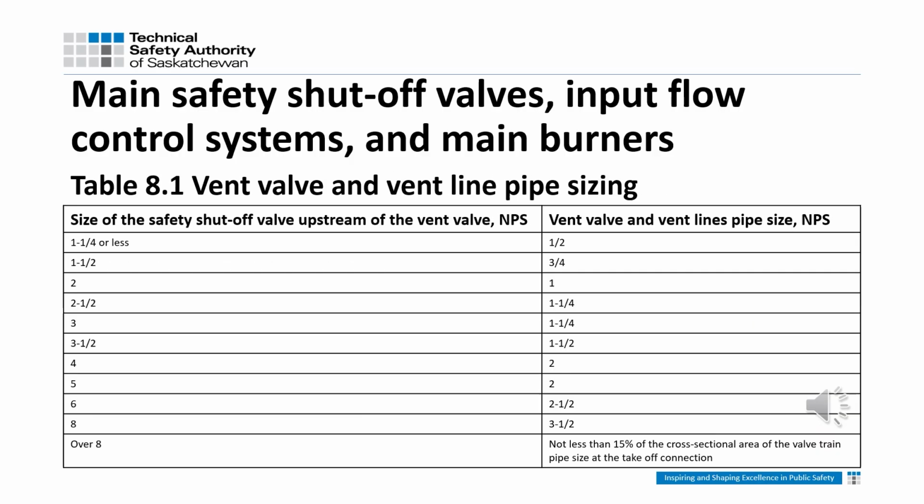Table 8.1. This chart gives you the size of the vent valve and vent line size based on the safety shutoff valve upstream of the vent valve. This chart has been misinterpreted as minimum size, but it does not say anywhere on the chart that this is minimum. The most important part is not the actual size of the takeoff connection, but the vent valve and vent line sizes.